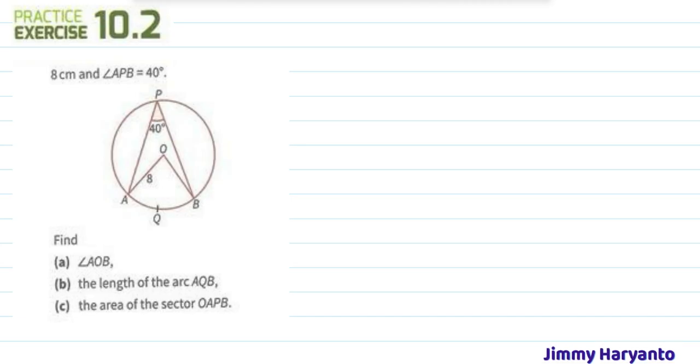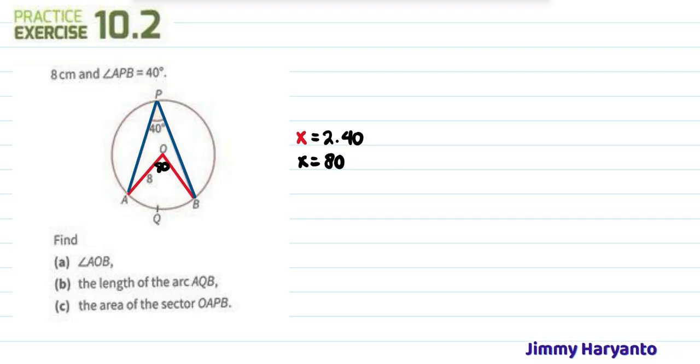There we go. Next is question 10. For question 10, we have this center angle, and we have the circumference angle. That means the center angle, let's say x, equals 2 times the circumference angle. That means you will have 80 degrees for the center. AOB equals 80 degrees. And then find the arc of AQB. The question wants you to find this one, the arc of AQB.